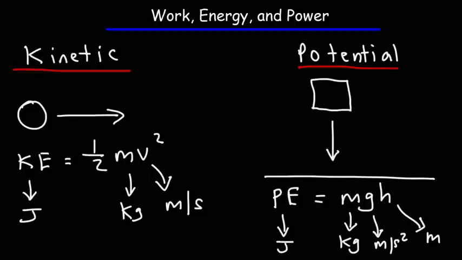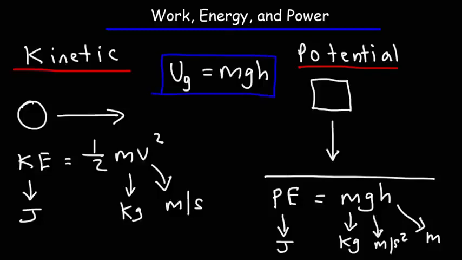Now, some textbooks will use the letter U for potential energy. And you might see a subscript G, which indicates gravitational potential energy. So you might see the formula like this in your textbook. As for me, sometimes I use PE. This is a habit. PE, potential energy. I mean, it makes sense. So just be aware that you might see these two variables, which correlate to potential energy.